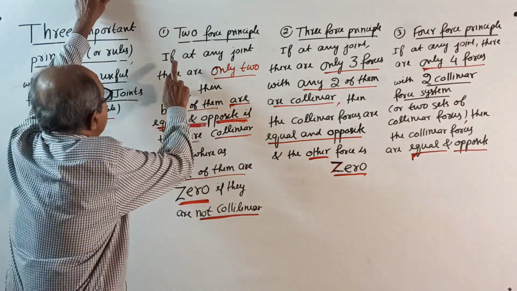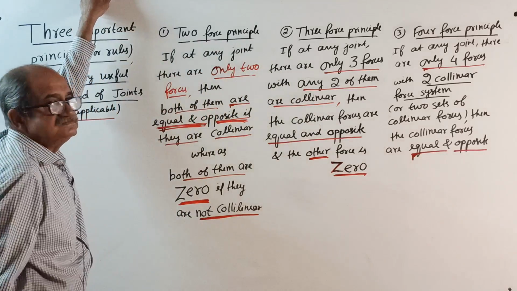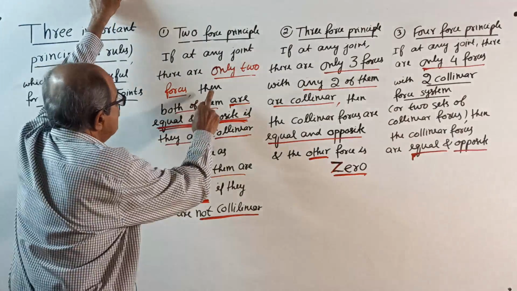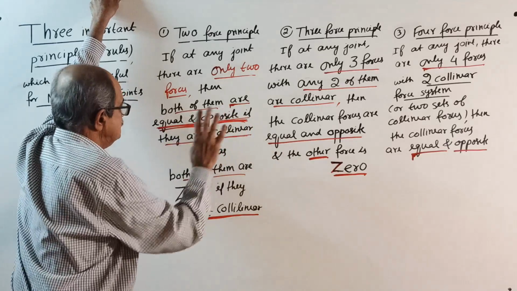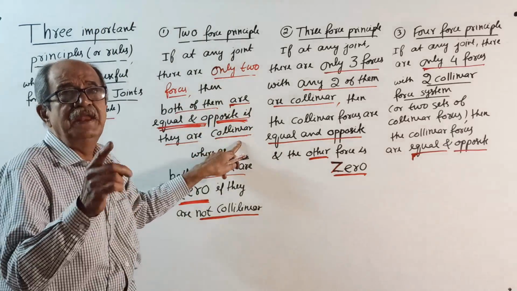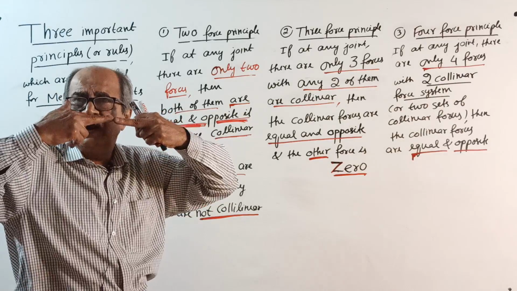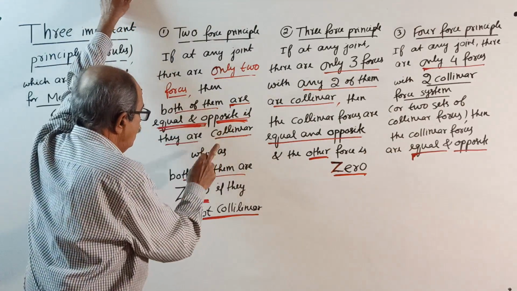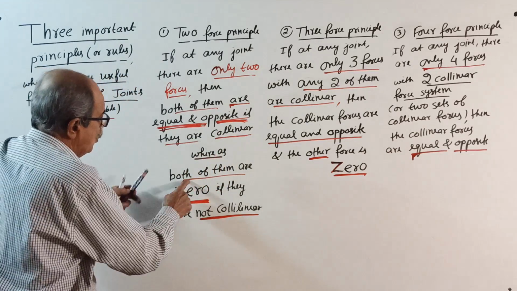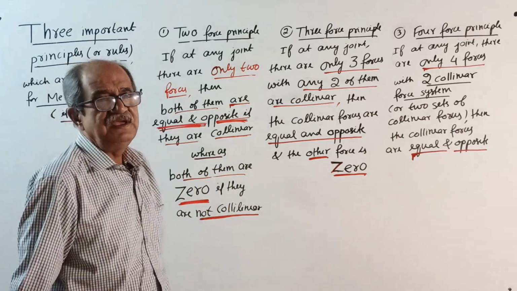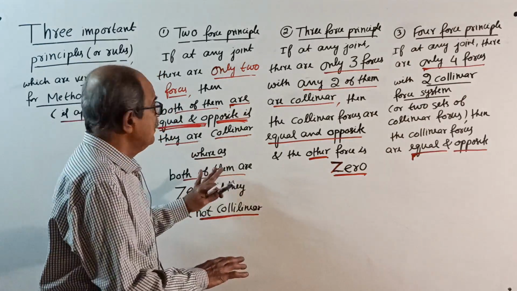If at any joint there are only 2 forces, then both of them are equal and opposite if they are collinear, whereas, and this "whereas" is very important, both of them are 0 if they are not collinear. I will explain everything. I will prove it also.